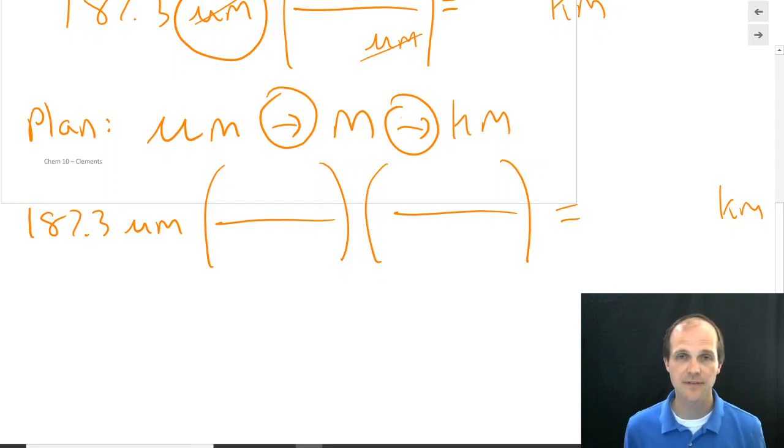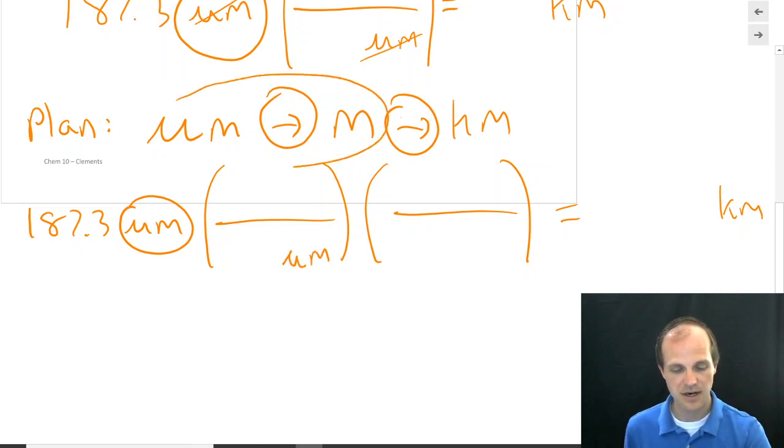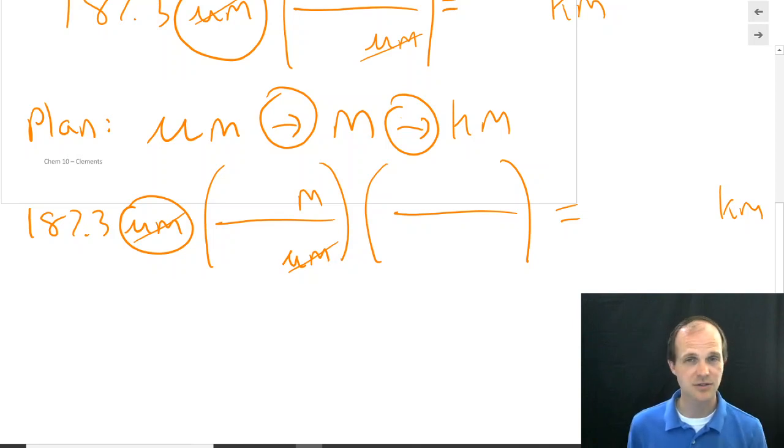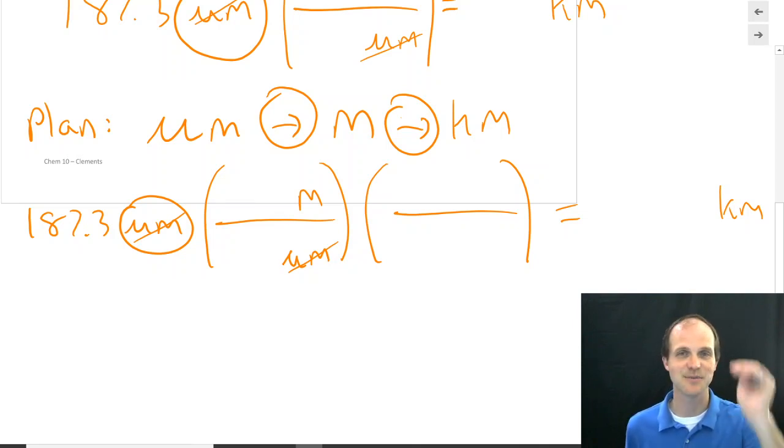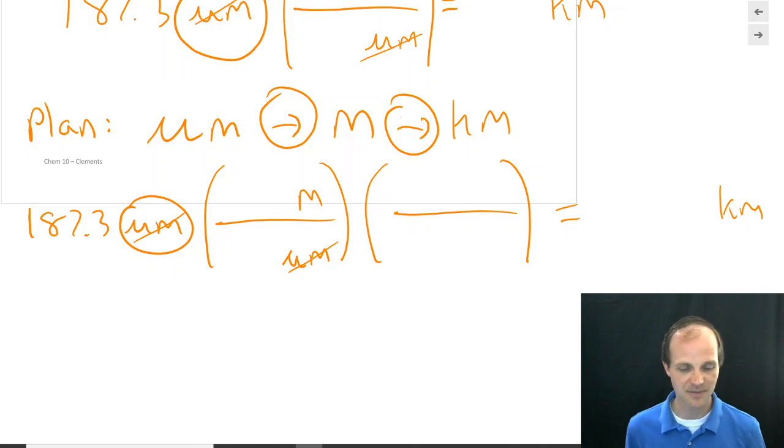What's going to go in my first conversion? Well, I need to get rid of micrometers, so it's going to go there. My first arrow tells me that I'm converting that into meters. My micrometers cancel. 1 on top, 1 on bottom. Just because you draw a line through it doesn't mean it cancels. It has to be 1 on top, 1 on the bottom.